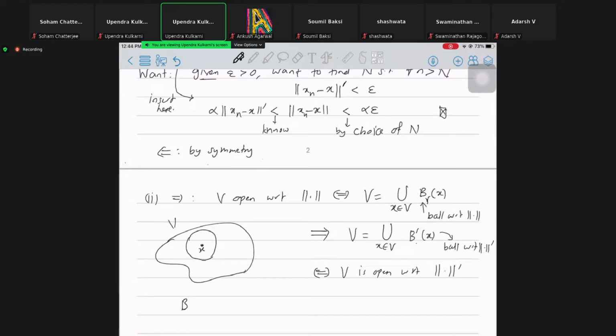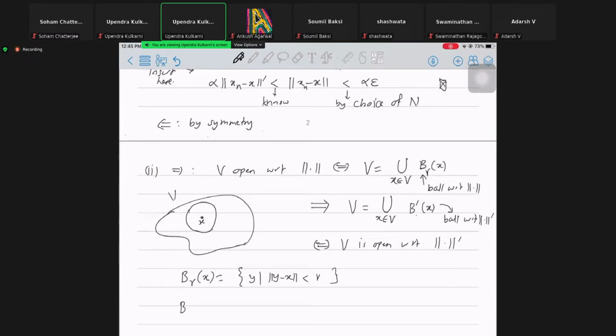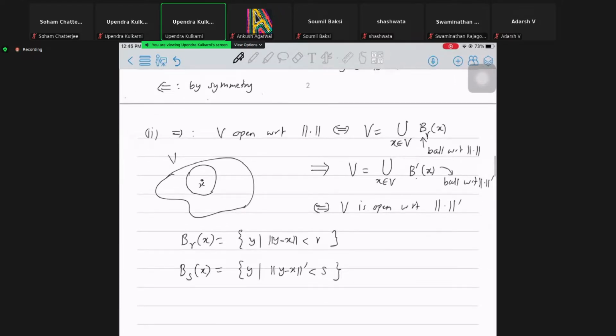B_R(x) is the set of all y such that the distance between y and x, but remember, the distance just means the norm, so the norm of y minus x is less than R, correct? And B prime of s is the set of all those y such that the primed norm of y minus x is less than s. What does this tell me? Unfortunately, I don't have the inequality over here. So let's just write this down.